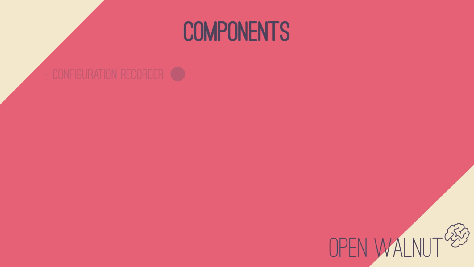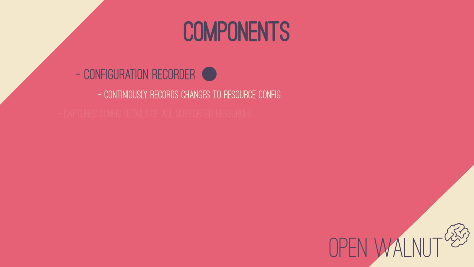So what does it use to capture the configuration items? Well, it's called Configuration Recorder. The recorder continuously records changes to the configuration of your resources in your AWS account. The Configuration Recorder captures the configuration details of all supported resources and stores the data in an Amazon S3 bucket for easy access and retrieval.